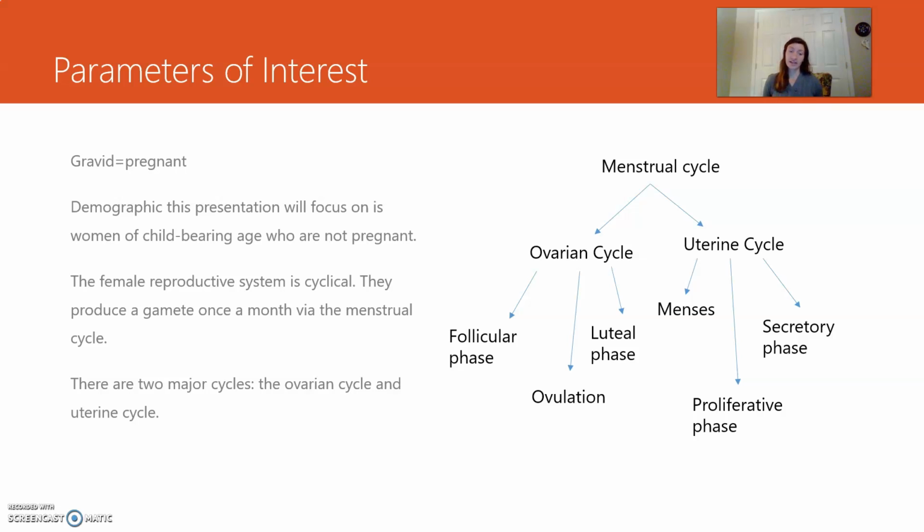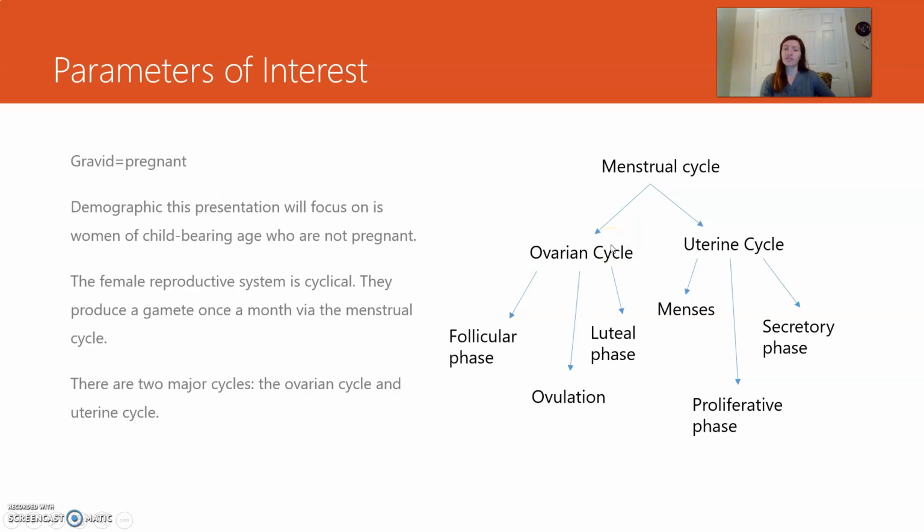But with this cycle, they produce a gamete once a month via the menstrual cycle. And there are two major cycles within that menstrual cycle. There's the ovarian cycle and the uterine cycle. You can see this flow chart here, kind of the breakdown of the different cycles. So overarching, we have the menstrual cycle, and within that, ovarian and uterine.